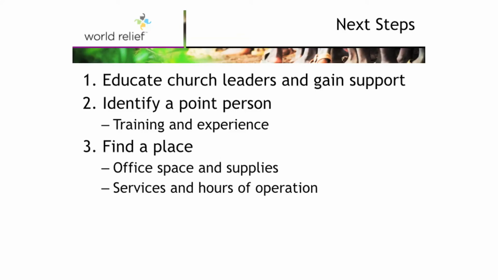This is a great resource that the BIA recently put out. They're frequently asked questions. This can help sometimes insurance agencies become familiar and know exactly what kind of insurance you may need for your program. So the next steps to think through are to educate the church leaders and gain support, identify that point person, and find a place, preferably with a closing door, to start offering these services.